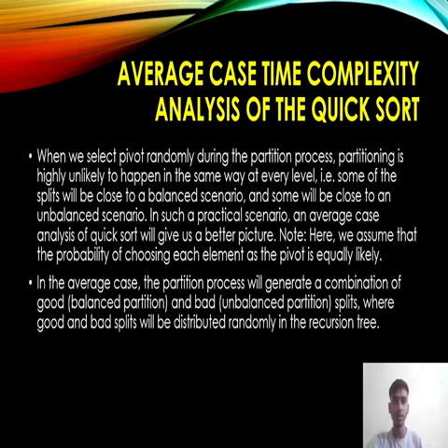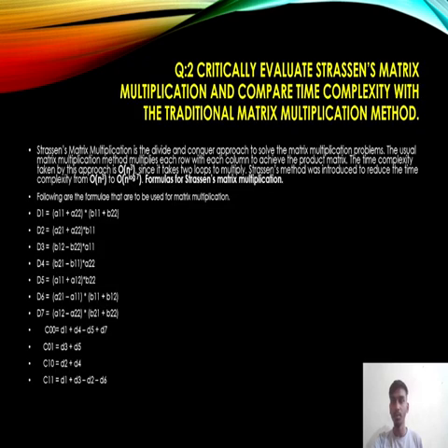Note, here we assume that the probability of choosing each element as the pivot is equally likely. In the average case, the partition process will generate a combination of good balanced partitions and bad unbalanced partition splits, where good and bad splits will be distributed randomly in the recursive tree.